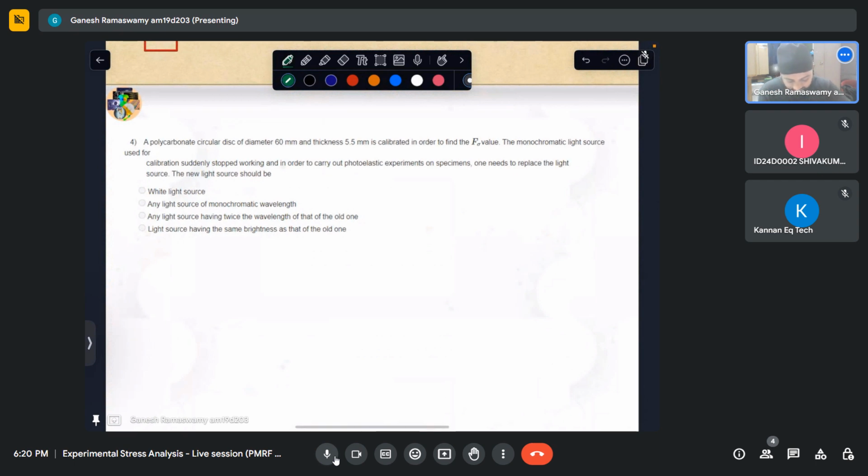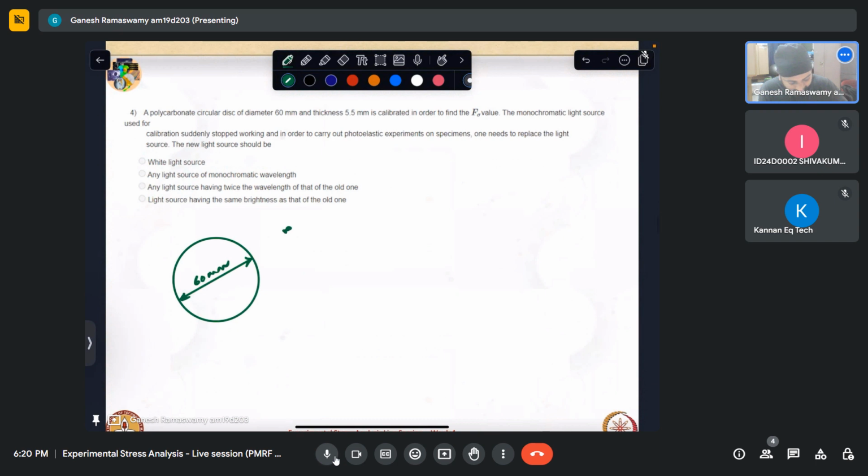A polycarbonate circular disc, there is a disc of polycarbonate of diameter 60 mm and thickness H is 5.5 mm. It is calibrated in order to find the F sigma value. Okay, so we are trying to find F sigma here. Fine. The monochromatic light source.